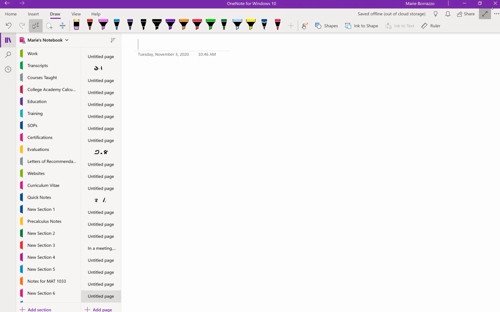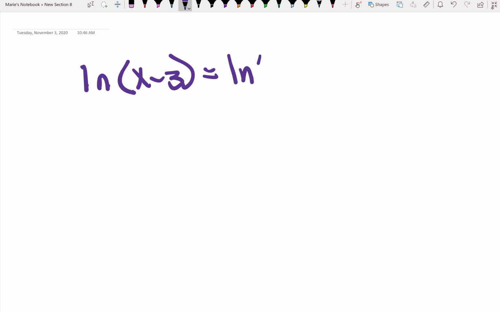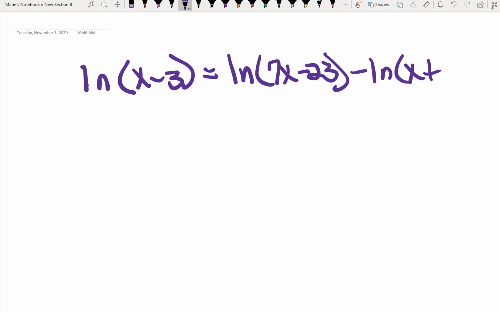All right, here we go. So let's try this again. So this is the try part. Natural log of x minus 3 is equal to the natural log of 7x minus 23 minus natural log of x plus 1.